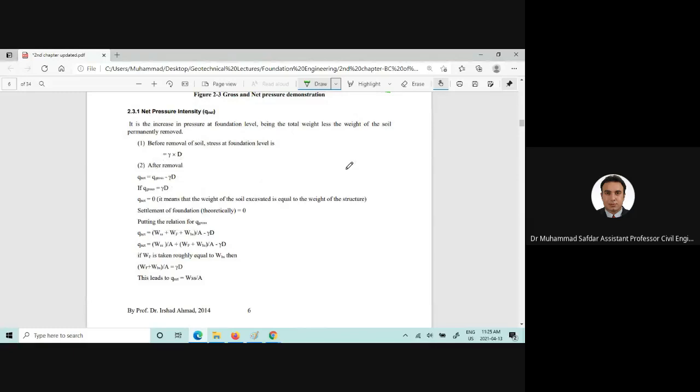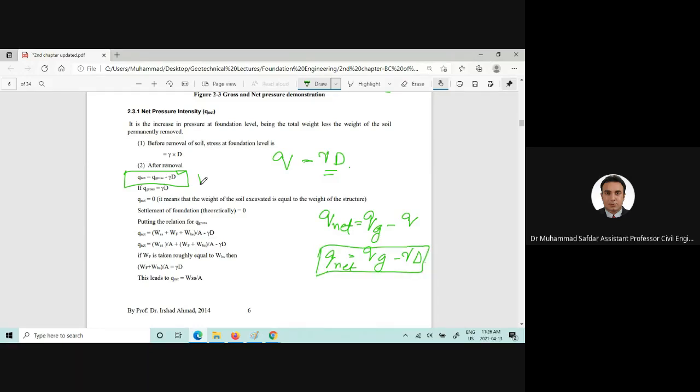Now, if we remove the backfill soil or the overburden pressure from the Q gross, for example, if you want to find the Q net, that would be Q gross minus Q, and Q gross minus gamma into D will give me the Q net. That's what you need to note down, because you will be using this equation in solving the examples and problems as well.